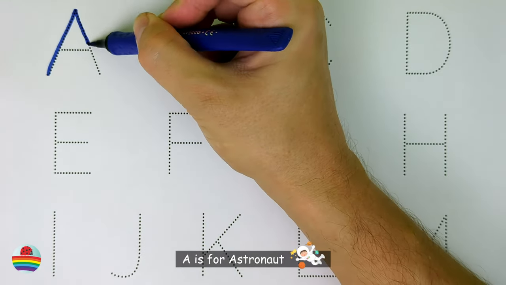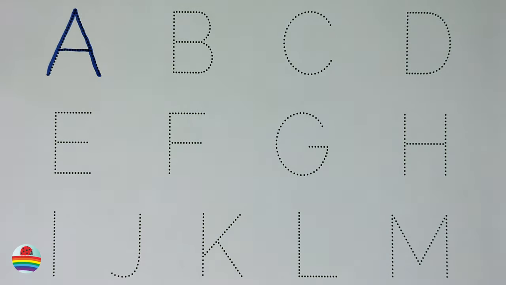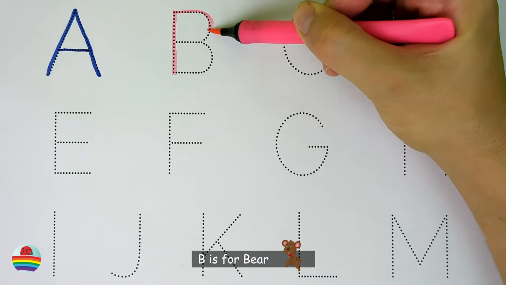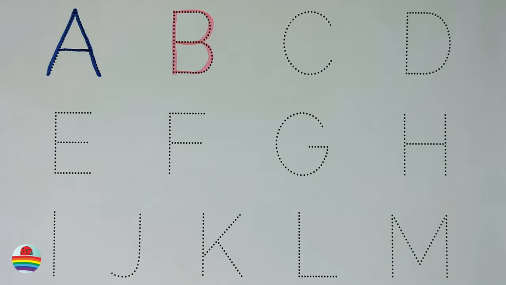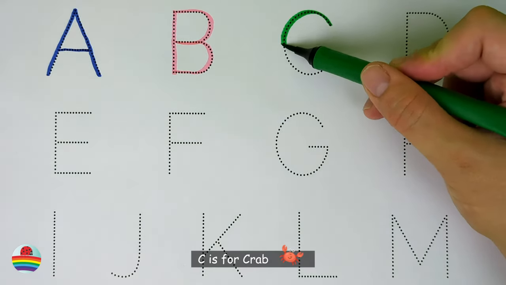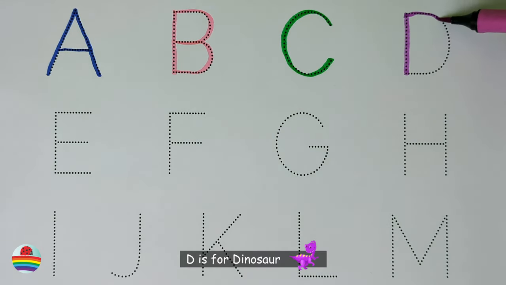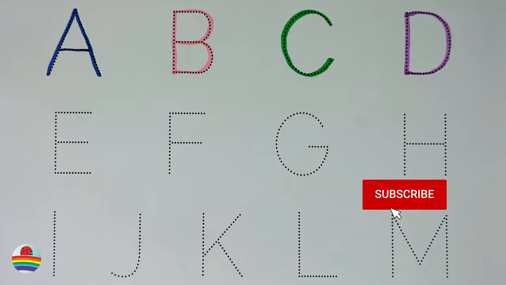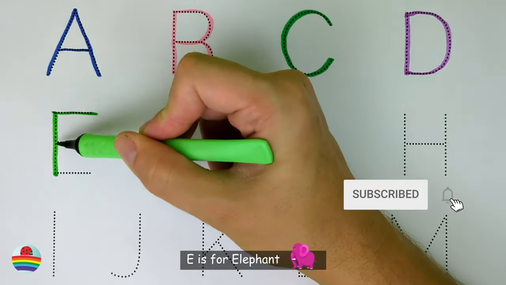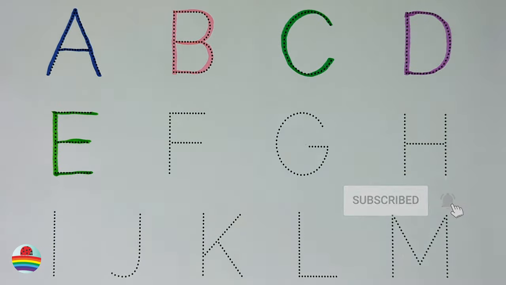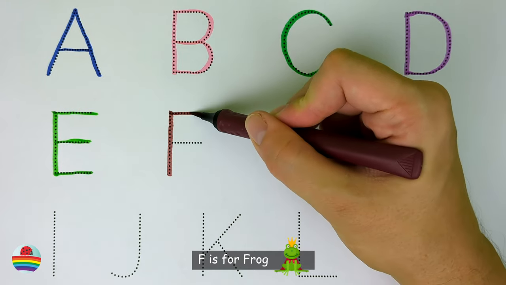A is for astronaut. B is for bear. C is for crab. D is for dinosaur. E is for elephant. F is for frog.